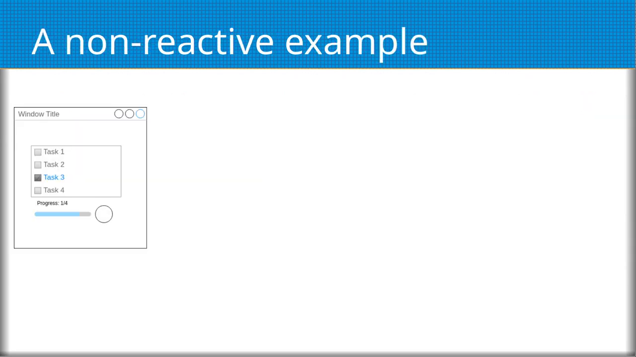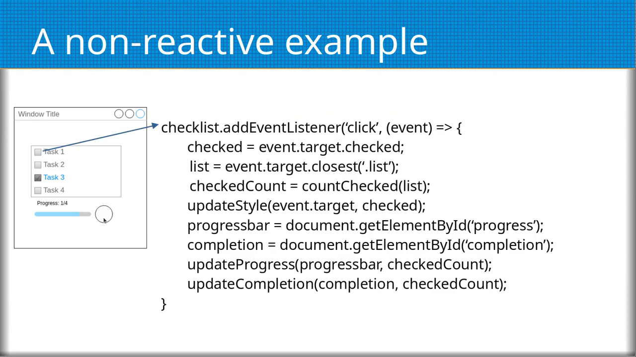So if we look at a non-reactive example of how we might write a bit of JavaScript to do something, I've got here a task list with checkboxes for each task, and at the bottom is a progress bar showing how many tasks are completed, and there's also an indicator to show when the whole list is complete. The way that we might do this with traditional JavaScript is we have an event listener that listens for clicks on the checkboxes.